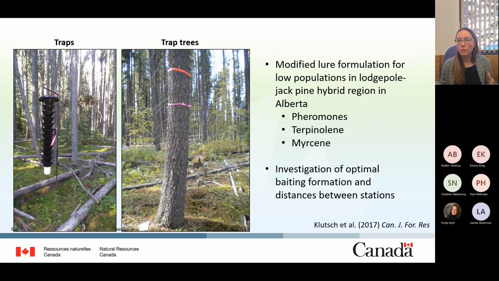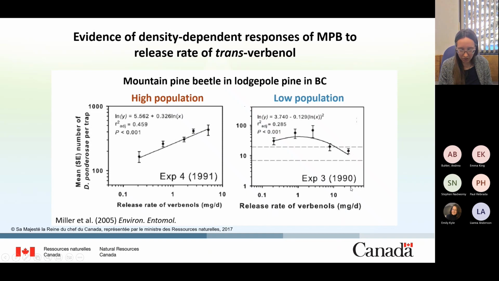And in doing that, we found that adding not just the commercial pheromones, so the chemicals that beetles make, but also the two chemicals that the tree makes, the terpinolene and myrcene. Normally, when the province goes and buys aggregation pheromones to put in traps for monitoring, those lures only have either terpinolene or myrcene plus the pheromone. But we found when you added them both, that you got increased catches, and particularly at low populations. And we also looked at optimal baiting formations and distances between stations to essentially help the province optimize their detection strategy for mountain pine beetle.